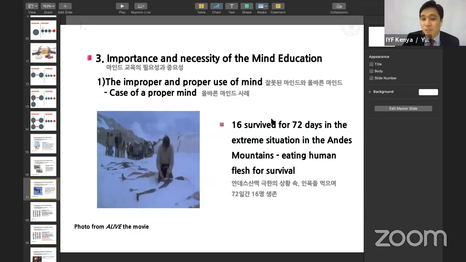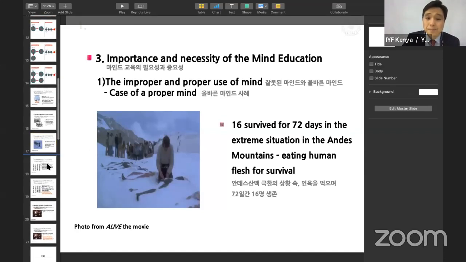Yes, 16 people survived, but there were other colleagues of their team members, right, that have died. Now they began to eat the frozen and dead bodies of their colleagues. And by that, they were able to live in that extreme condition for 72 days.